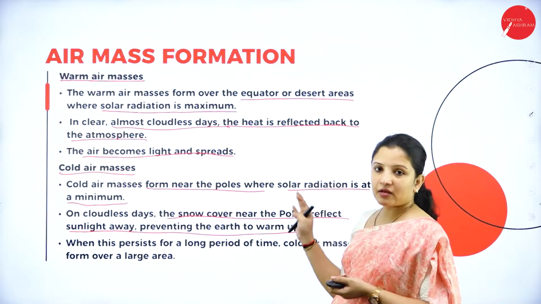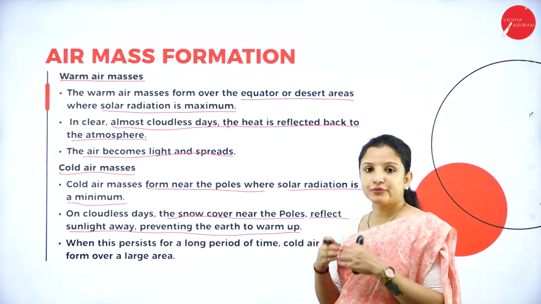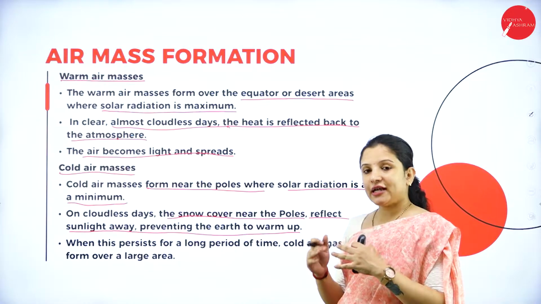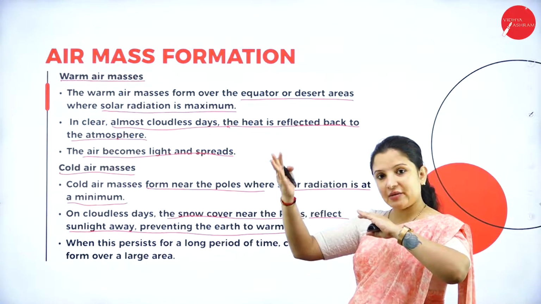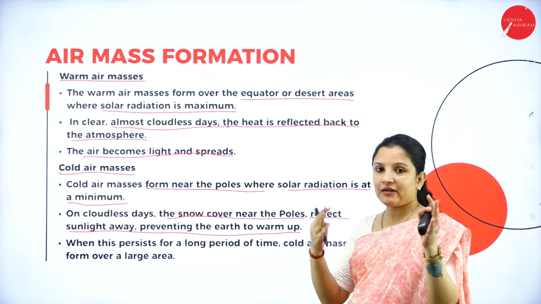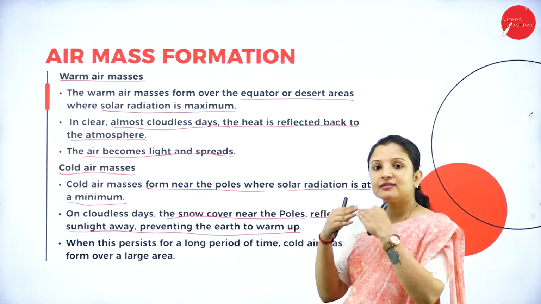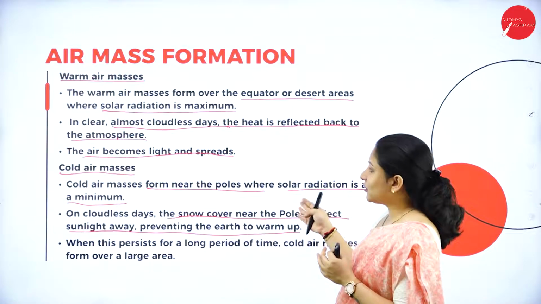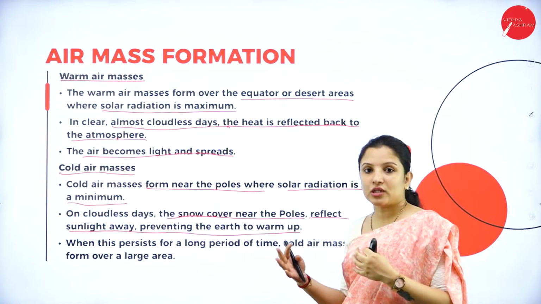In the warm air masses, what happens? Already enough heat is absorbed by the earth, right? So during a cloudless day, if some amount of heat is re-emitted, it is not a problem. Anyway, the air will be warm itself because a little bit of heat is still remaining, right? But that's not the case with regions having cold air masses such as the polar region.